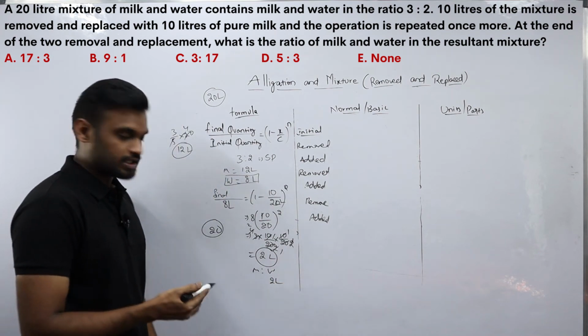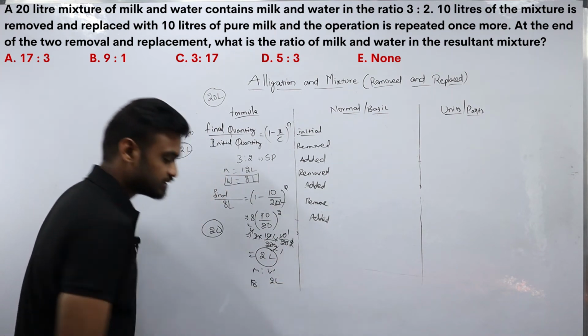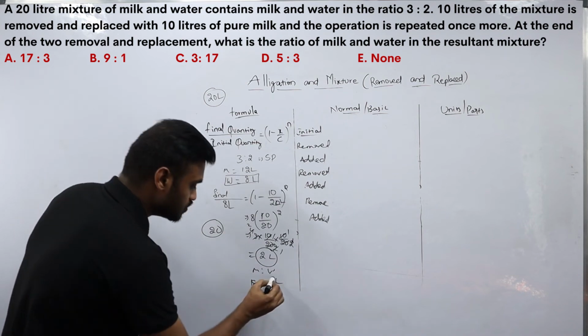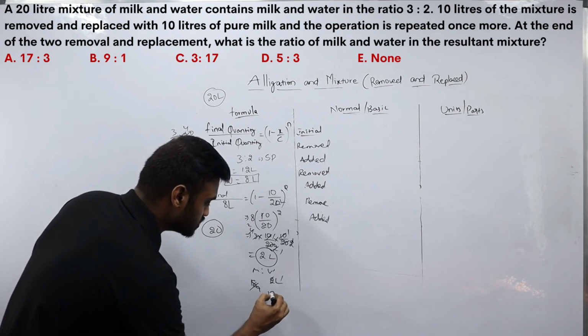Now what is the remaining quantity? That is 18 liters. 18 liters is the milk quantity. So the ratio is 2 ones 2, 2 nines 18. The ratio is 9:1.